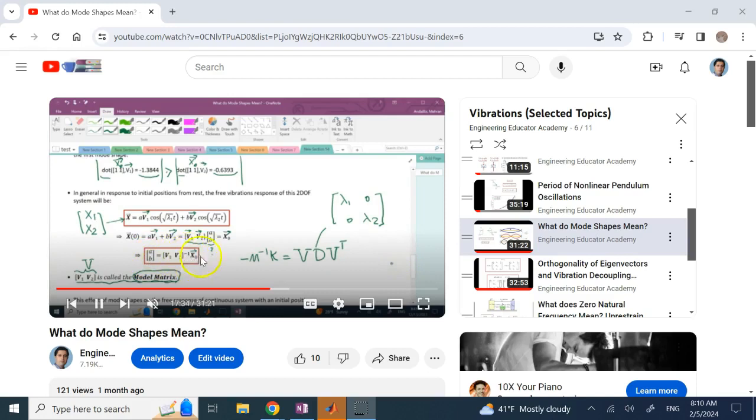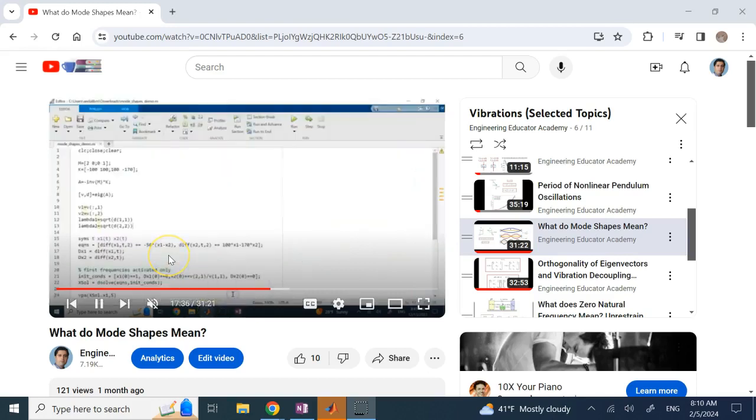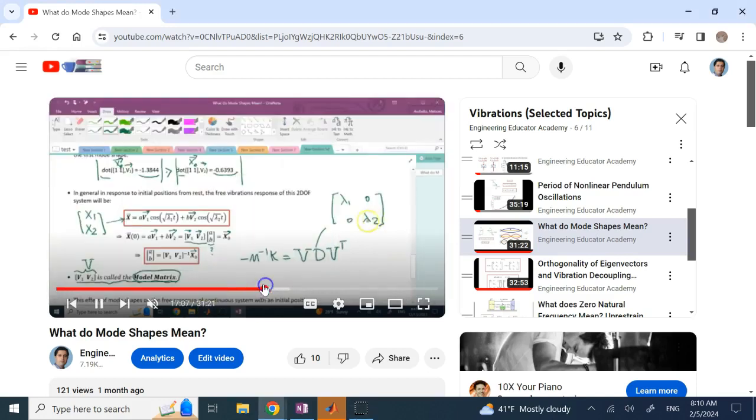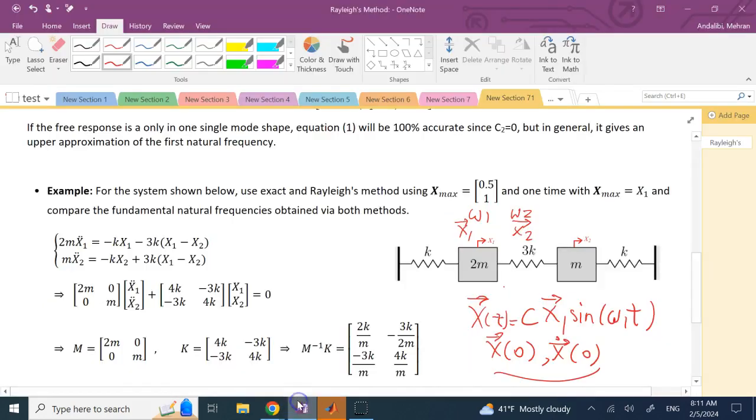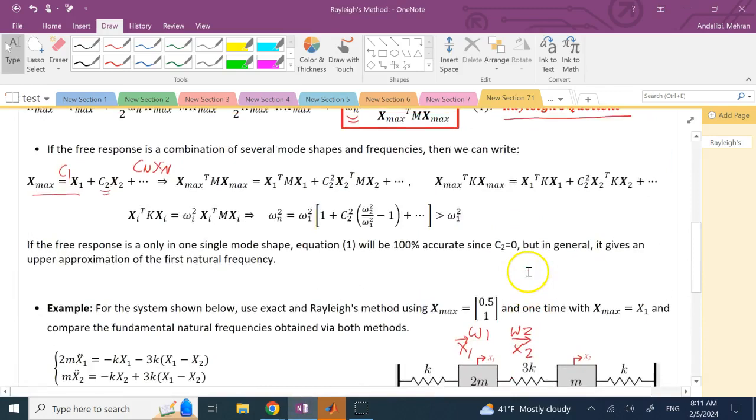So if you start with an initial condition corresponding to the first mode shape, then you'll get only the first mode shape activated. If you get it exactly the same as the second mode shape, then only the second mode shape will be activated. But if it's none of them, then a linear combination of the two will be activated, right? I explained that, and if you want, you can take a look at it.